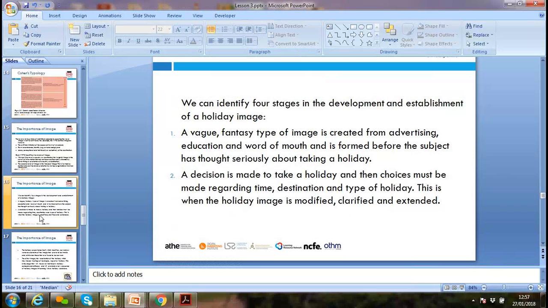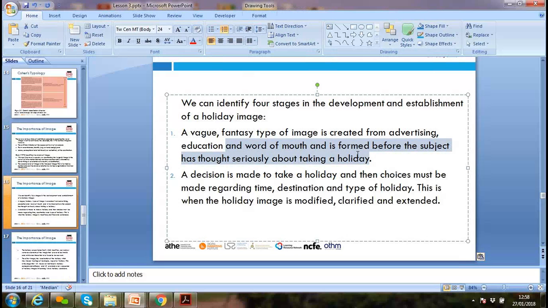There are stages, three, four stages. We need to look around development and establishment. Holiday. Fantastic types of image we can create in advertising, education, and word of mouth, formed before the subject has thought seriously about taking holidays. Word of mouth, yes. What we are saying is quite crucial.